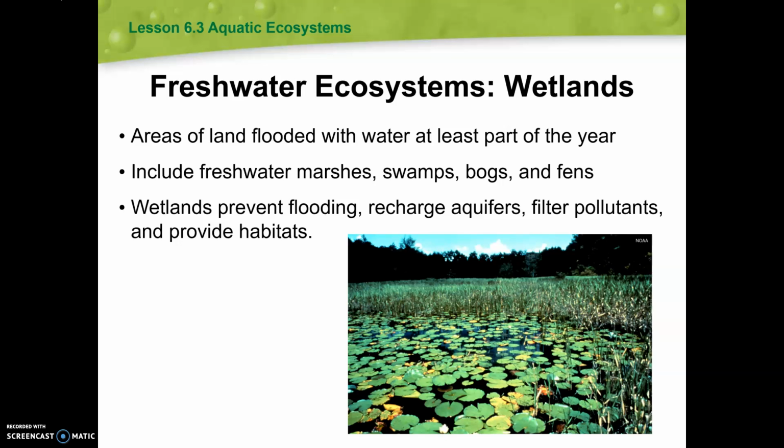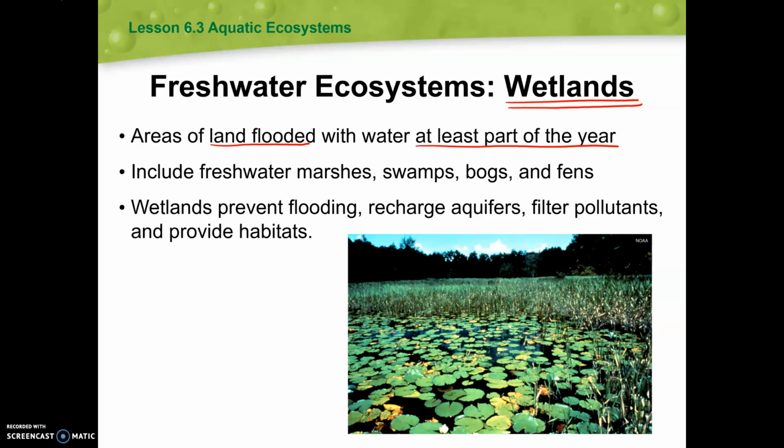So if we get right into the different types of freshwater ecosystems that we're going to see, wetlands are going to be our first one. How do we define wetlands? They're areas where land is flooded for at least part of the year. If we've ever seen in the winter, some of these ponds or little lakes that we see are dried up, these would be considered wetlands because they only have water for part of the year.